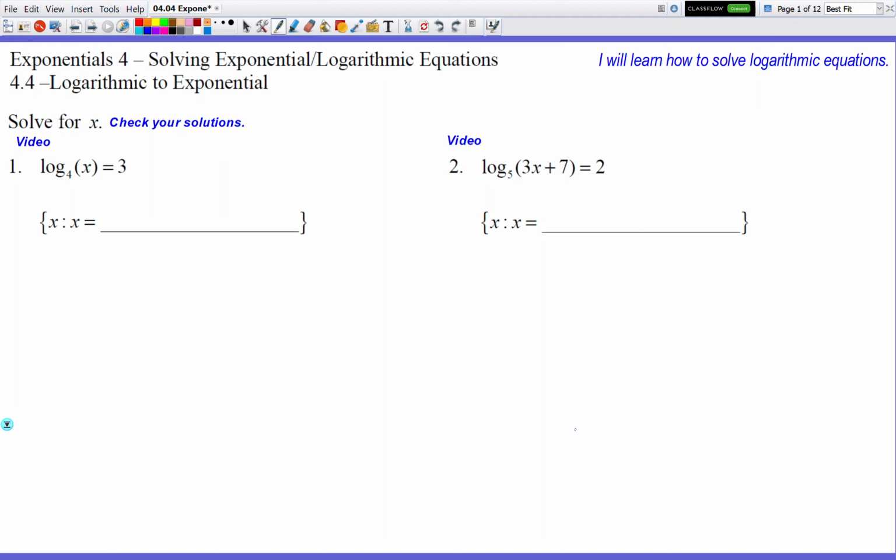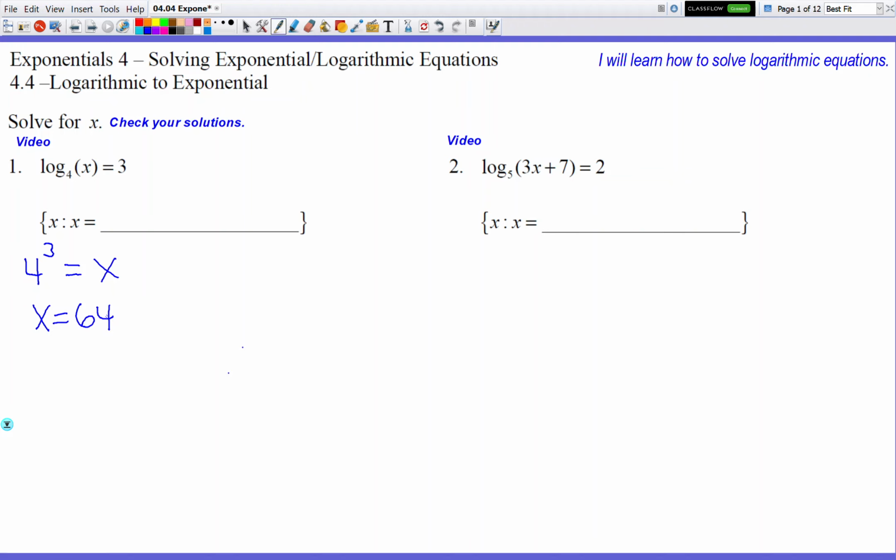So we're going to solve for x, and in this problem, x is stuck inside the parentheses, so to get him out of there, we're going to switch forms. Right now we're in log form, so we're going to switch to exponential form, and when that happens, you're going to write this as base 4 exponent 3 equals x. Then you just got to figure out what 4 to the third power is, and when you do that, you get x equals 64.